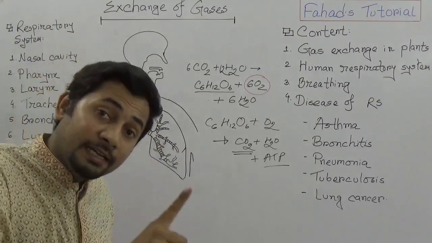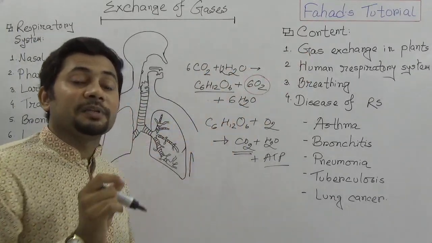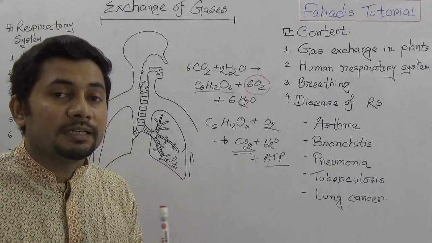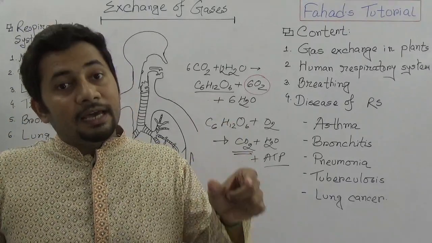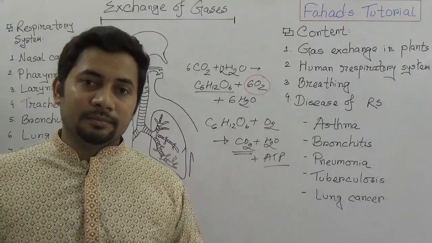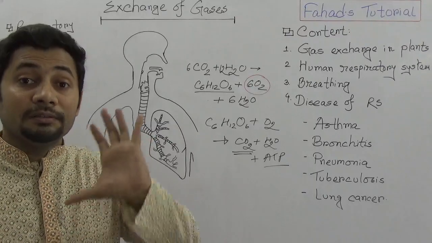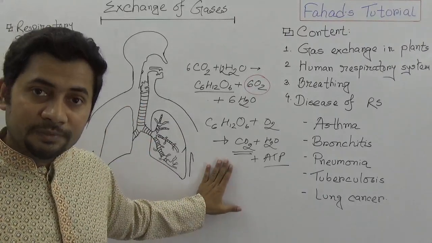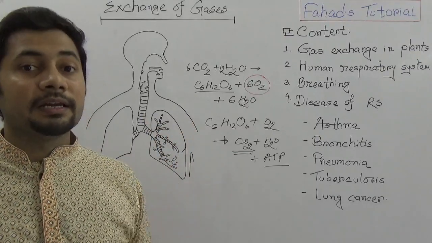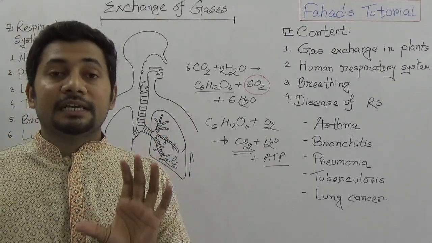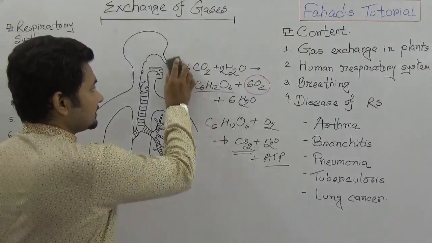In plants also, plants are taking oxygen in the respiration process. So that is why the exchange of gas is going on in plants and between plants and animals. This is very simple and it's actually not the basic part of this chapter. Though the title is exchange of gas, mainly we need to focus on understanding the human respiratory system.